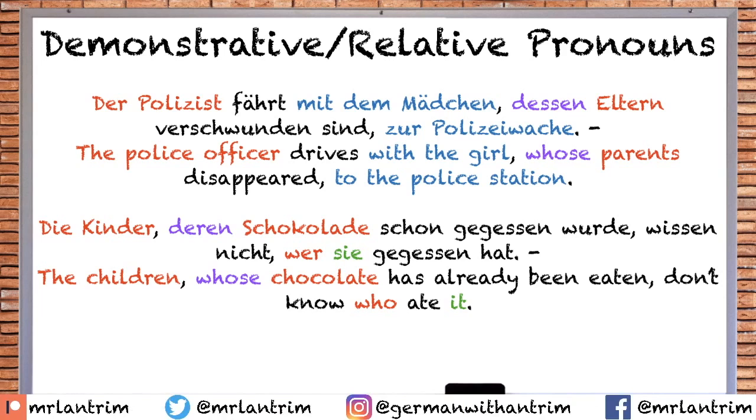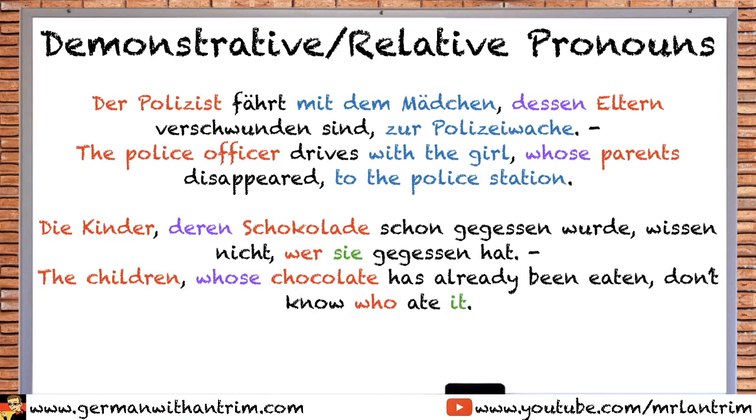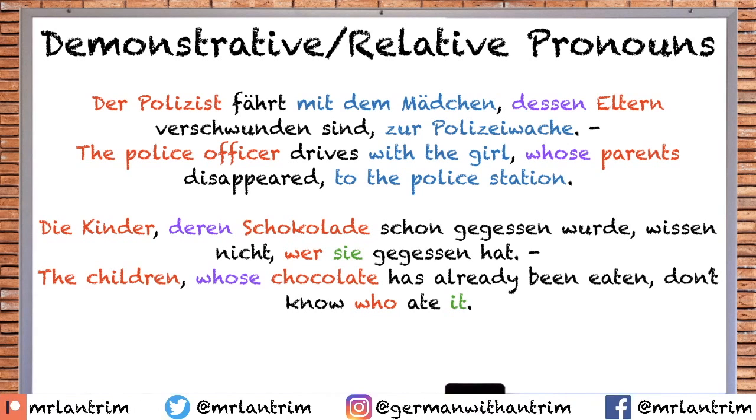Die Kinder, deren Schokolade schon gegessen wurde, wissen nicht, wer sie gegessen hat. The children, whose chocolate has already been eaten, don't know who ate it. So deren refers back to the children, which is why we use deren for the possessive here. This possessive shows us whose chocolate it is. It is the children's, but we're using this within a relative clause, so we are required to use this relative pronoun, deren.